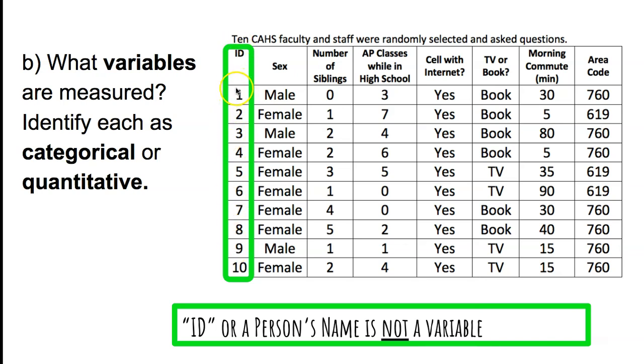So an ID or the person's name, maybe if this first one was like Mr. Montgomery or something, Mr. Montgomery is a name, but it's not a categorical variable because it's just his name. It's not something that we measure. How many Derek Montgomerys are out there?